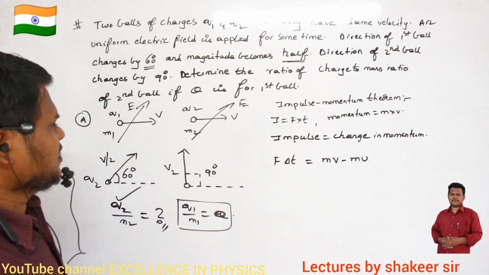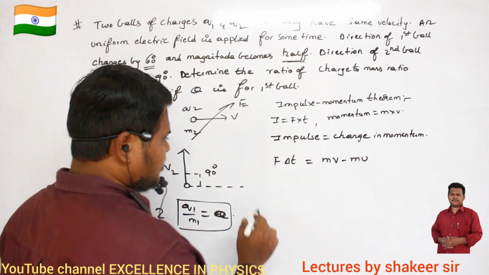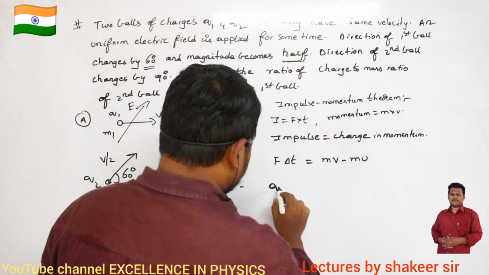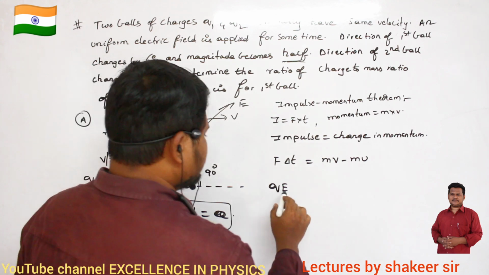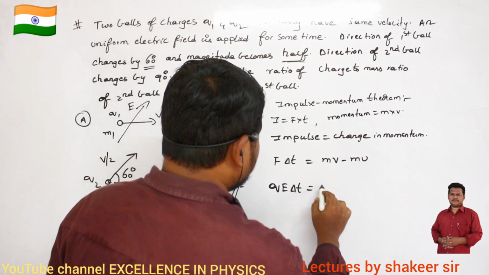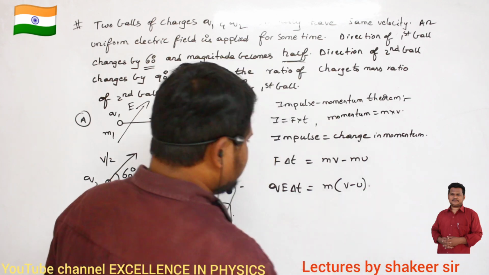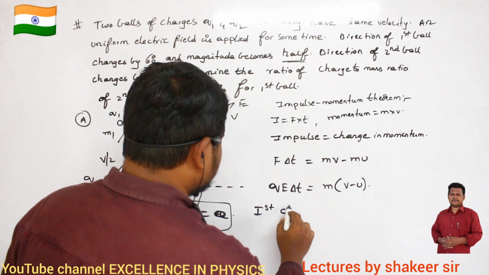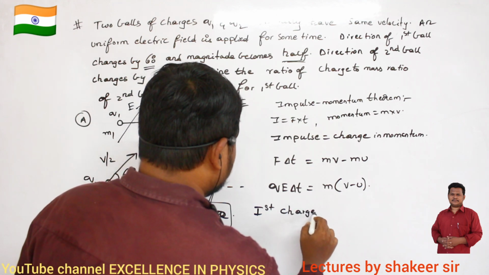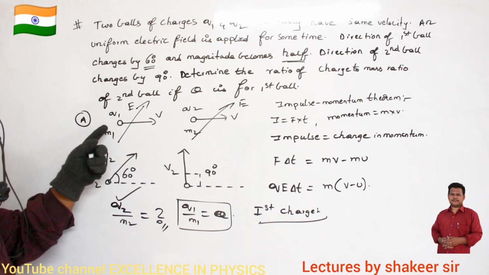Okay? Now, what is the formula for force acting on a charged particle? Force acting on a charged particle is Q into E. So Q into E into delta t is equal to m into v minus u. Can I write like this? Now I will write the equation for the first charge, or first body. What is the charge of the first body? Q1.